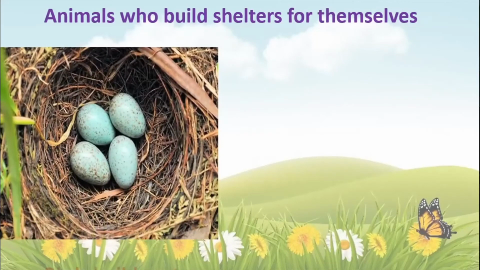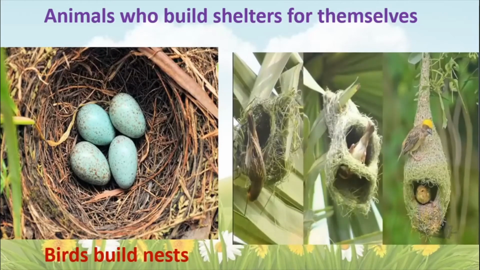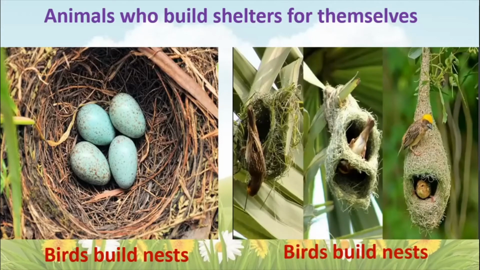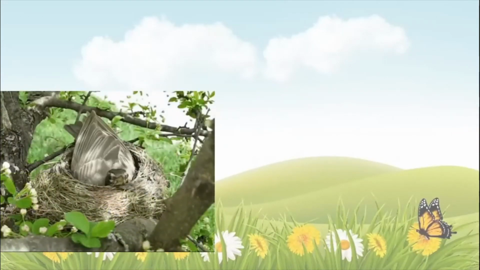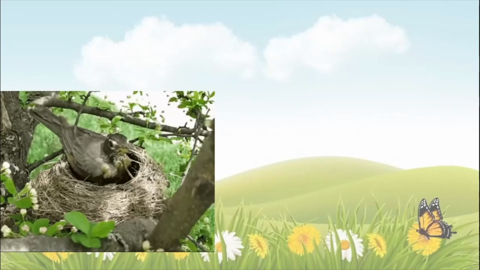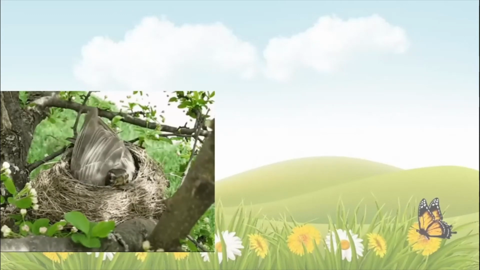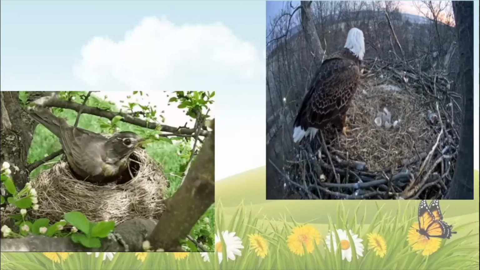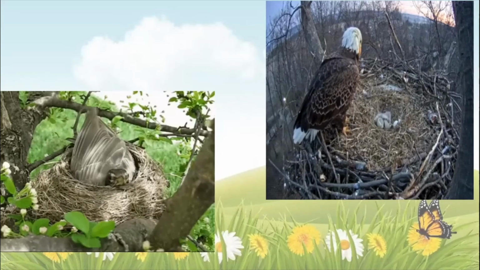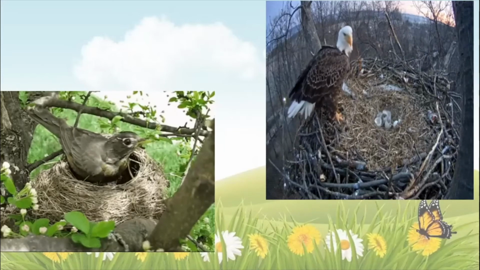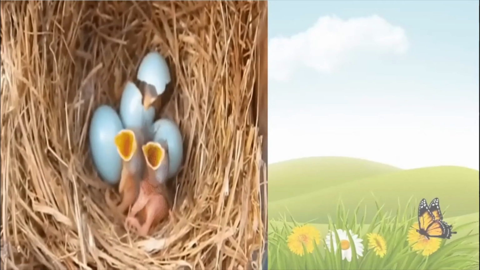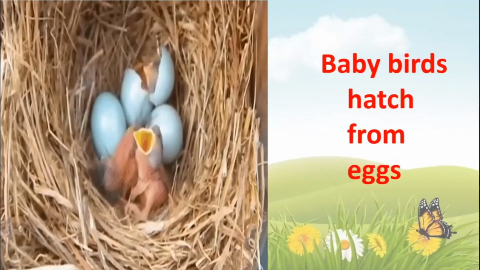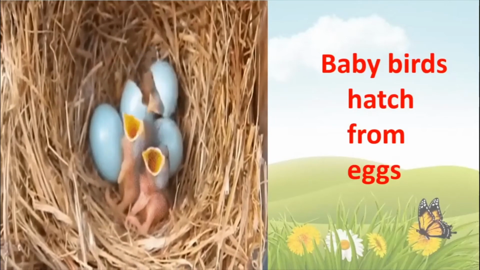See here. Birds, they build nests. We saw a bird also now building a nest here. See, these are some more birds building a nest for themselves. See here, what does it do then? It can go and sleep. It can go and rest in the nest. And also, its babies are protected in the nest. These birds, they lay eggs in these nests. And then what happens from these eggs? These baby birds hatch. Okay, and these baby birds are very, very small in size.